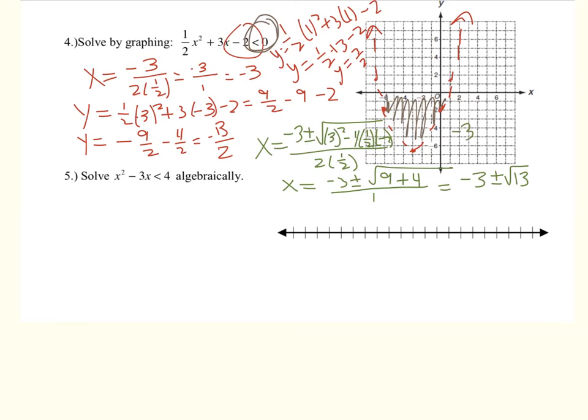So negative 3 minus the square root of 13 will be the lower boundary. So when x is greater than that, but less than negative 3 plus the square root of 13, the parabola is less than 0, right in between its two x-intercepts, here and here.